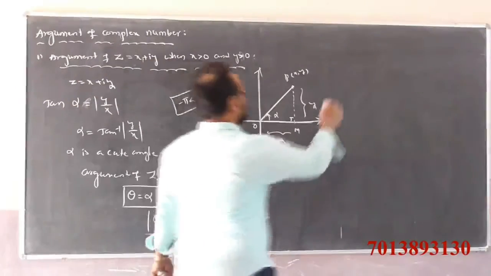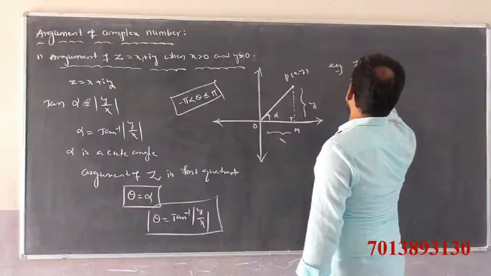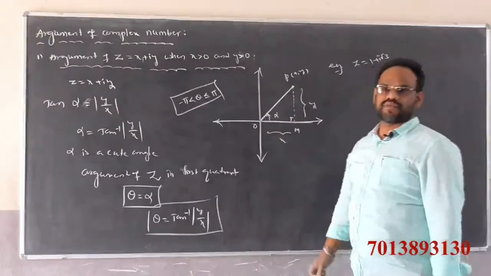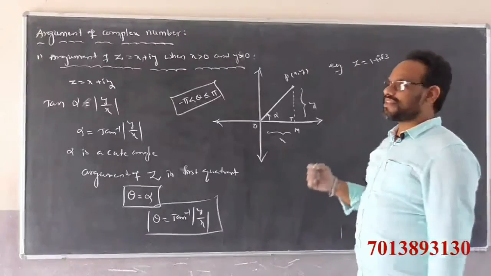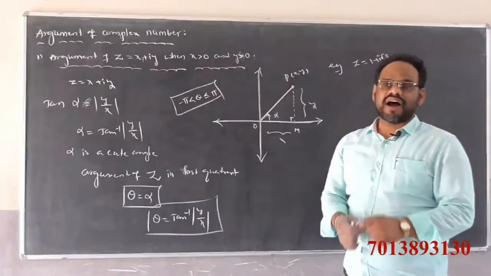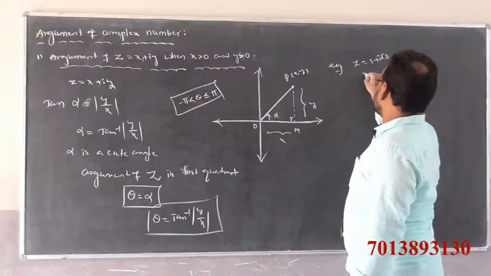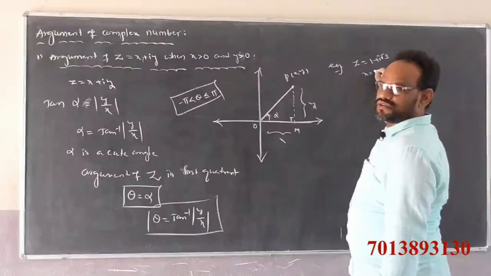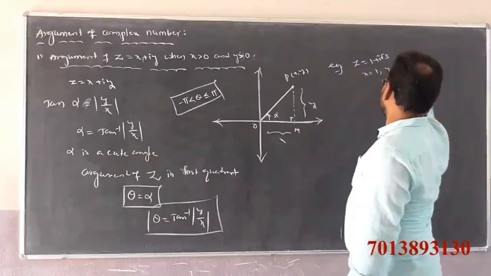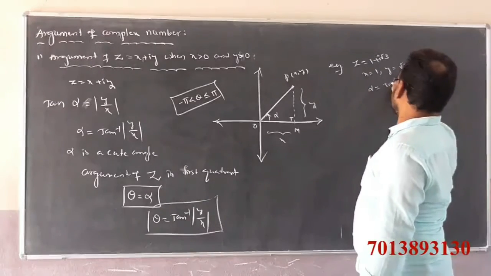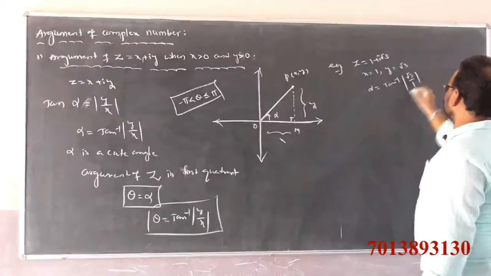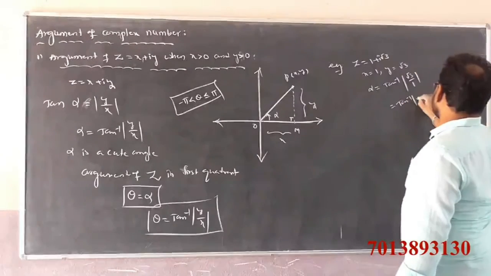If you take one example here, z is equal to 1 plus iota root 3. We want the argument of z. First of all, we find alpha. So here x, the real part of z, is 1, and the imaginary part of z is root 3. Alpha is equal to tan inverse of y by x, which is root 3 by 1. So tan inverse of root 3.